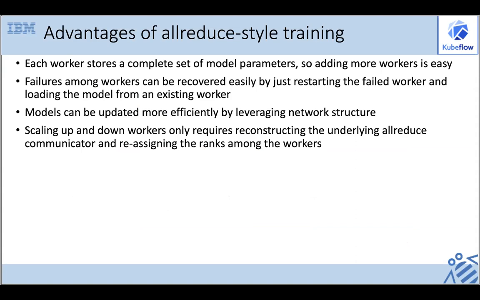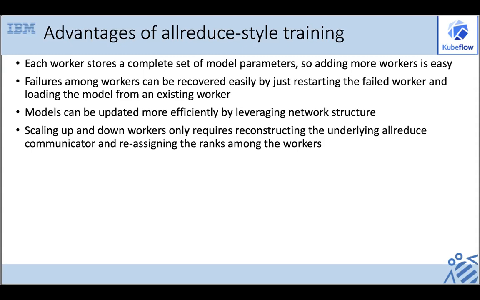Some of the advantages of AllReduce style training, besides what we've already talked about, which is parallelizing the workloads a little bit and not having idle resources, is that each worker stores a complete set of model parameters. So if there are various reasons why we would want to add more workers, and we'll talk about that in the advantages as well, adding workers is easier because it can just go to any other worker and ask for the full copy of it. For example, if a worker does fail, it is easy to recover because restarting that failed worker and loading the model only needs to be done from any of the other existing workers.